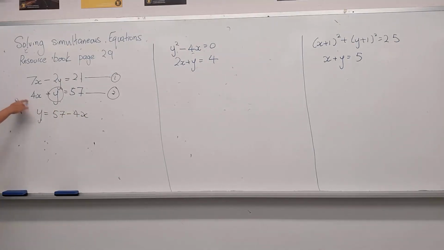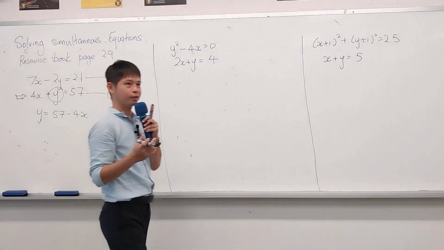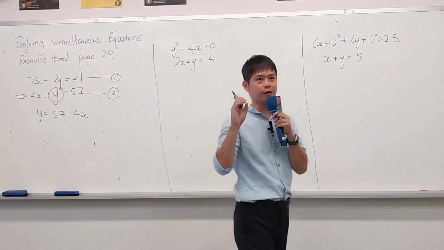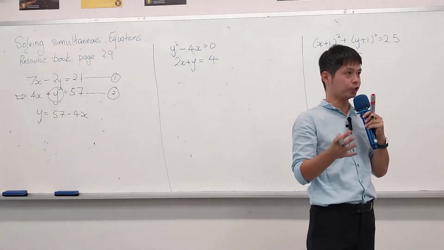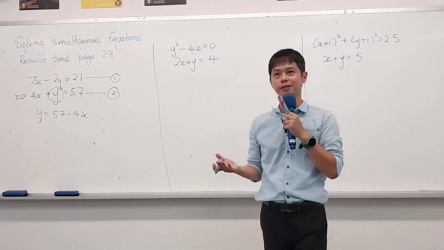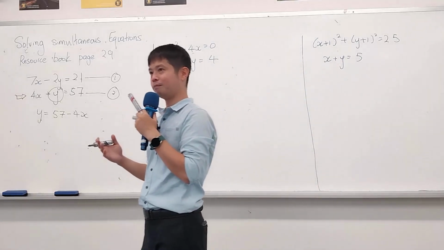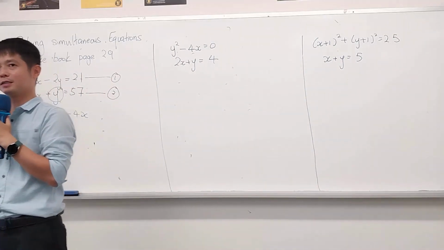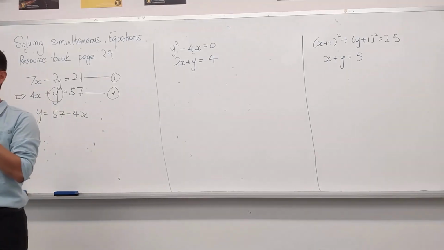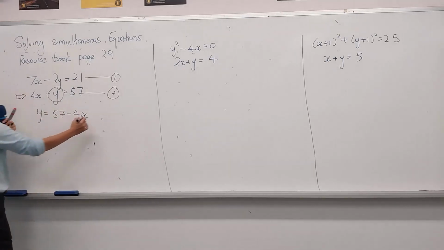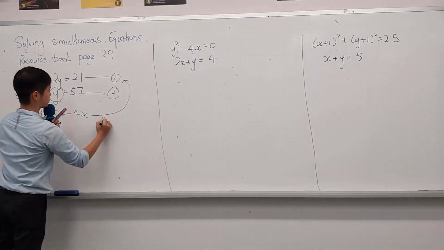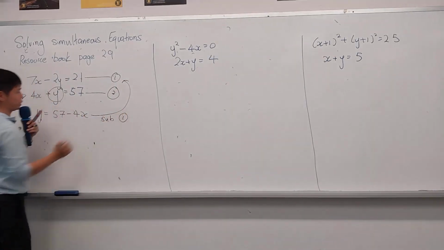What will happen if I let x be the subject here? What will we get? 57 minus y over 4. Yeah, and what do we call that? We will get an algebraic fraction. Can we still solve it? Yes, right? But why don't we want to use that? It is more complicated. We will sub it into equation 1.